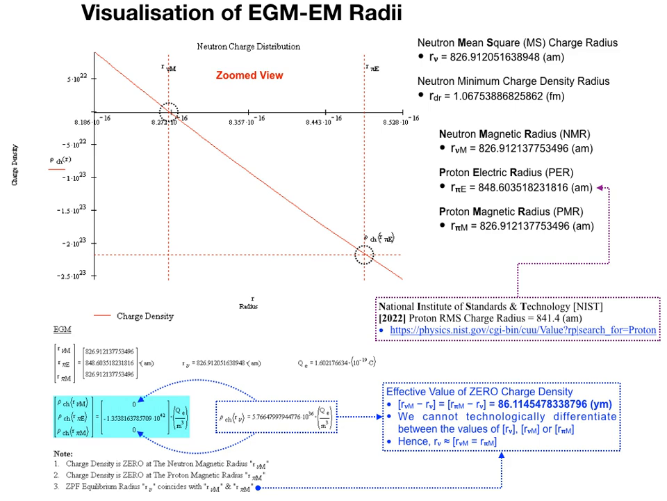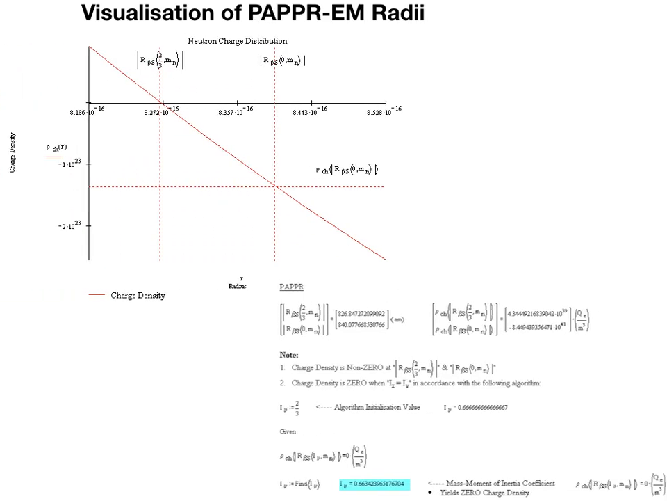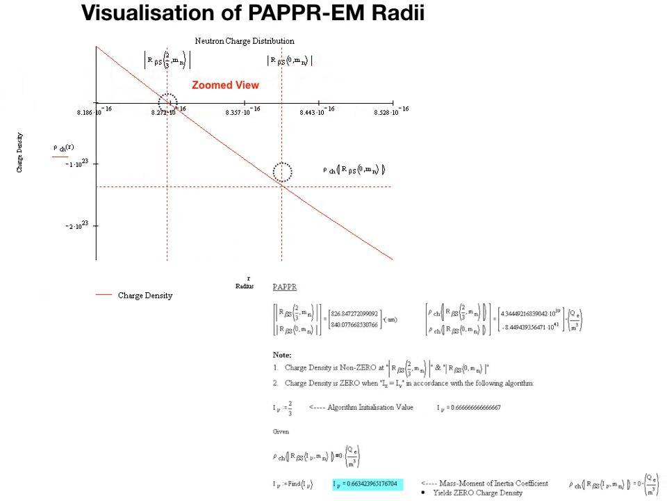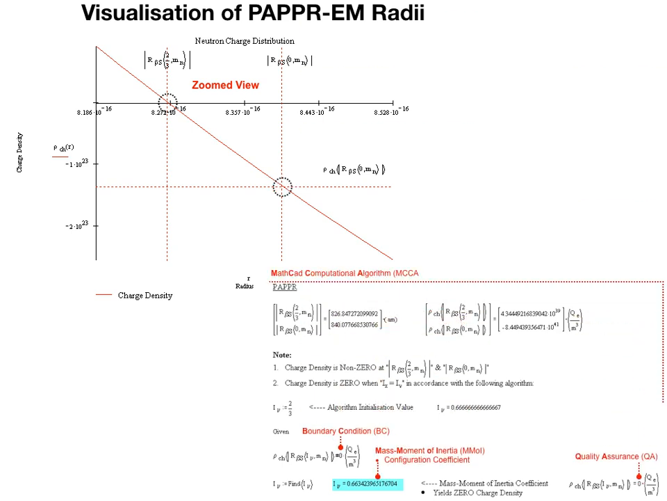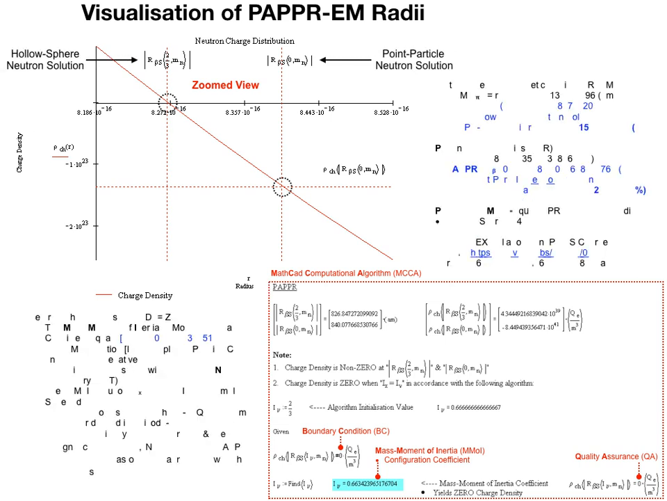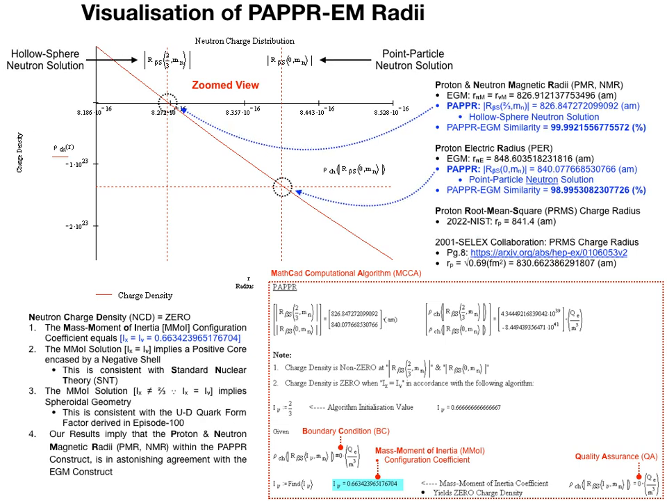Okay, by utilising the EGM electromagnetic radii solution appearing on screen as a template, let's now visualise the particle-antiparticle pair representation of electromagnetic radii. Here is where the particle-antiparticle pair representation gets interesting. We demonstrated in episode 98 that the PAPPR construct, as originally formulated by Tshipa, is a simple point-particle model. Although Tshipa claims correspondence and comparison to electromagnetic radii in his results, this is not actually the case.